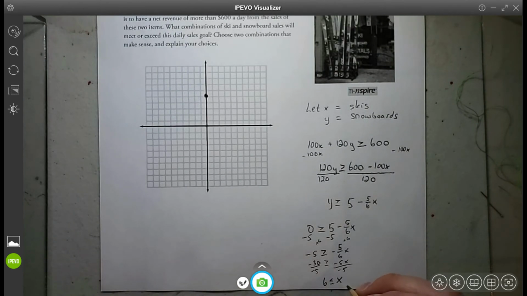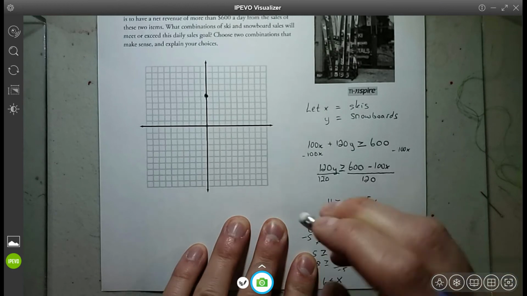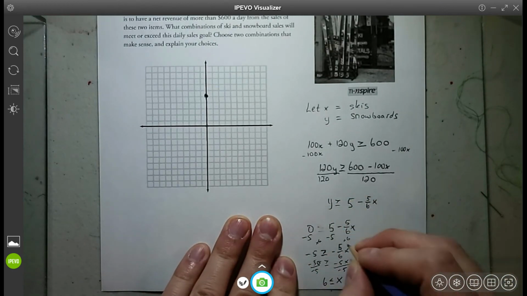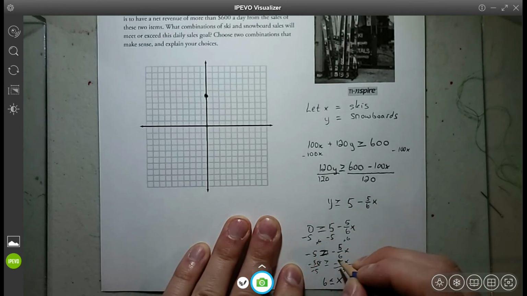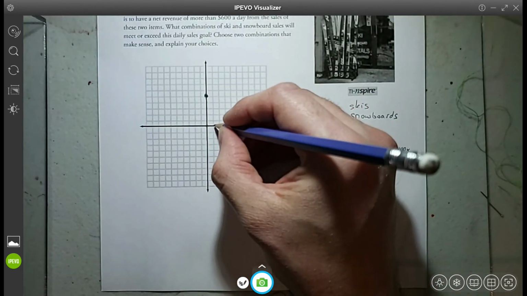Or, sorry, 6 is equal to. This should just be an equality because we're looking for where y is equal to 0, and that's x is equal to 6.